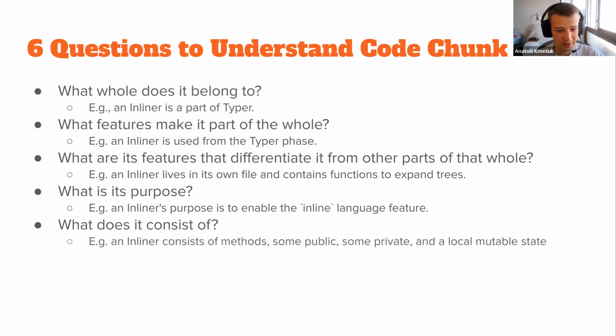So for instance, if you look at the inliner file, we will see a bunch of methods. We will see that some of them are public, some are private. And also we will see a bunch of vars, the local mutable state.